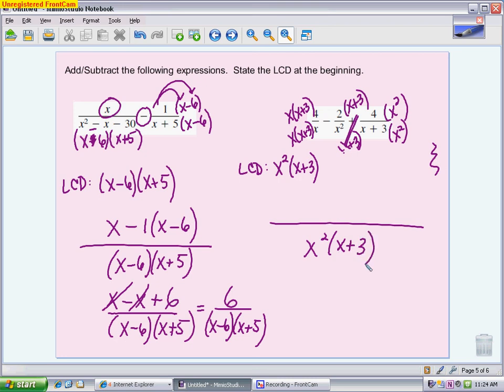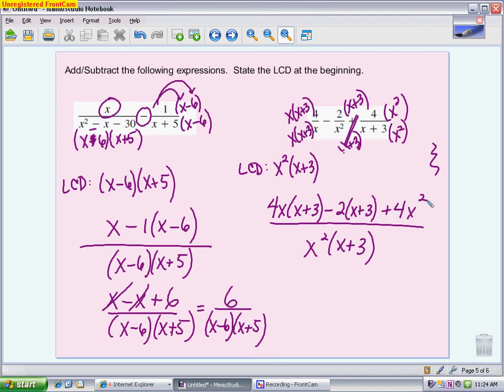I like to write that right away, or else sometimes we forget that there was a denominator there at all, because we focus so much on the numerators. And then I want to write down what happens up here. So I have a 4x, x plus 3 for the first fraction. I have a minus 2, don't forget that minus sign, x plus 3 in the second fraction. And I have a plus 4x squared in the third fraction.